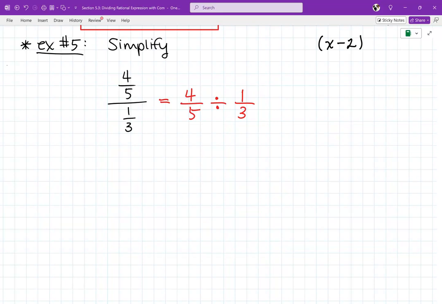Now, we don't divide fractions, we multiply by the reciprocal. So, 4/5 times 3 over 1. And then you simplify as much as you can, but I can't, right? None of these numbers work together. So I'm just going to write 12 over 5. And that's it. This is a complex fraction. You know, it sounds more complex than that, but that's a complex fraction.